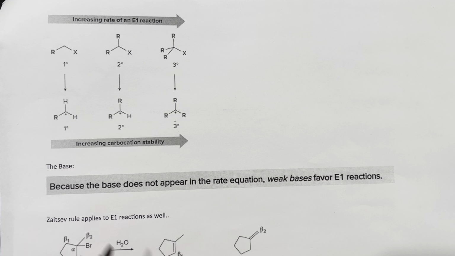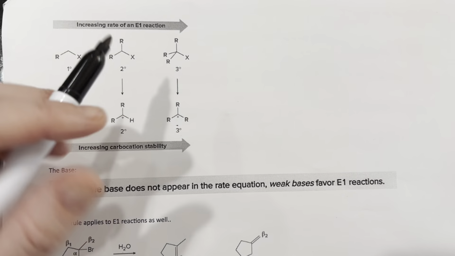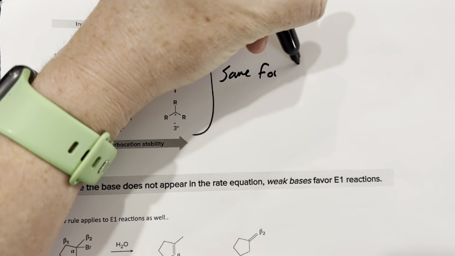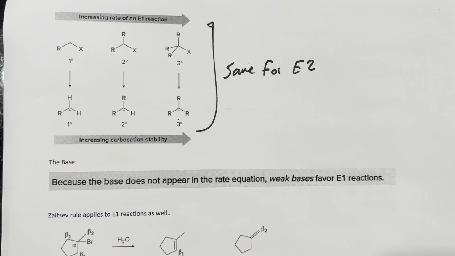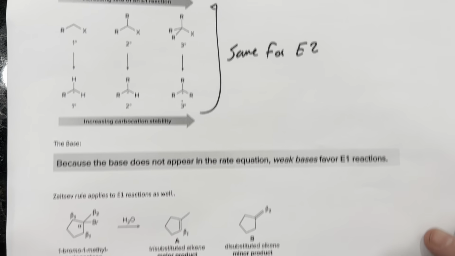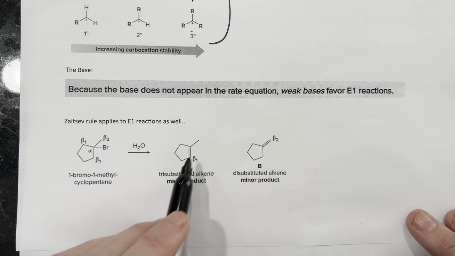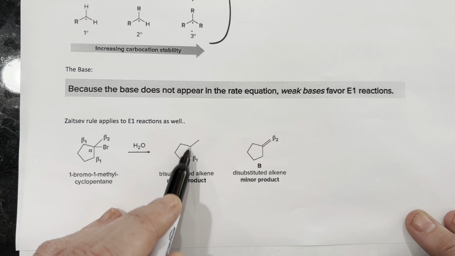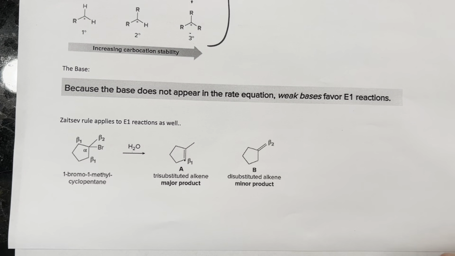So this is also the same, if you remember, for the E2 reaction. The only time this is opposite is that SN2 reaction. Okay. Zaitsev rule also applies for E1 reactions. So you want it to be more substituted. So we got the double bond here on the one that's going to be tri-substituted as opposed to this one, which is only di-substituted.